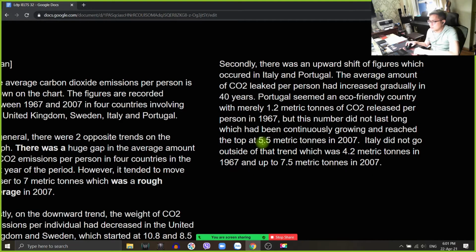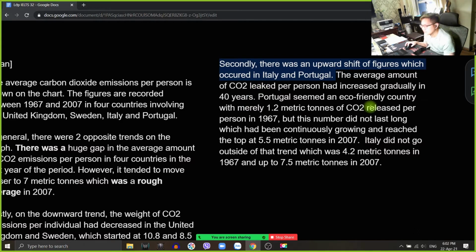Secondly, there was an upward shift of figures which occurred. Đã có một cái sự dịch dời đi lên của những con số which occurred in Italy and Portugal. Okay, good. The average amount of CO2 leaked per person. Tổng lượng CO2 mà được giống như là bị xì ra, bị leak ra cho một người had increased gradually in 40 years. Nó đã gia tăng một cách từ từ ở 40 năm.